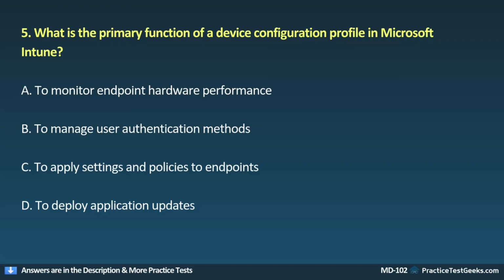5. What is the primary function of a device configuration profile in Microsoft Intune? A. To monitor endpoint hardware performance. B. To manage user authentication methods. C. To apply settings and policies to endpoints. D. To deploy application updates.